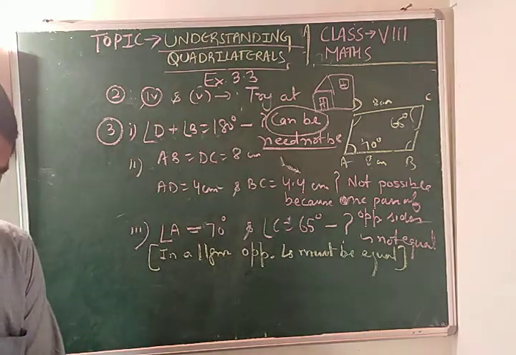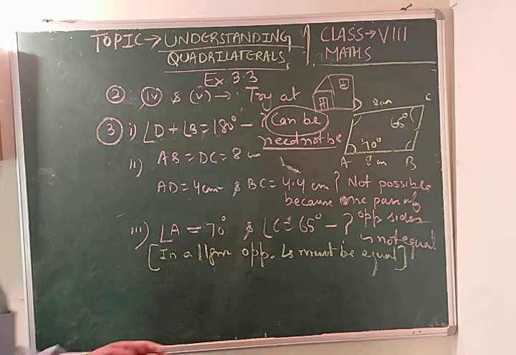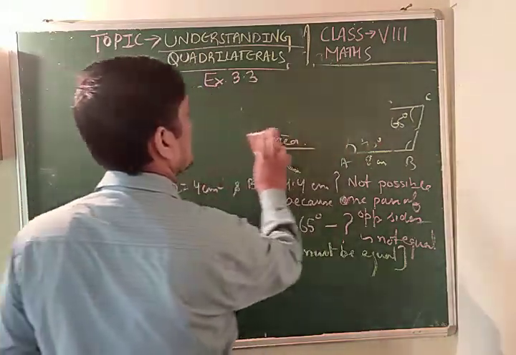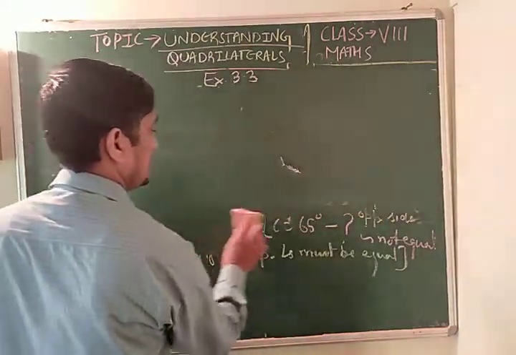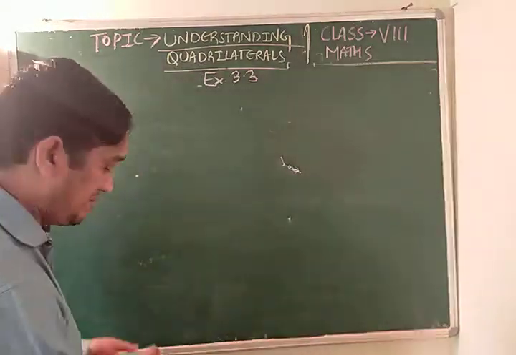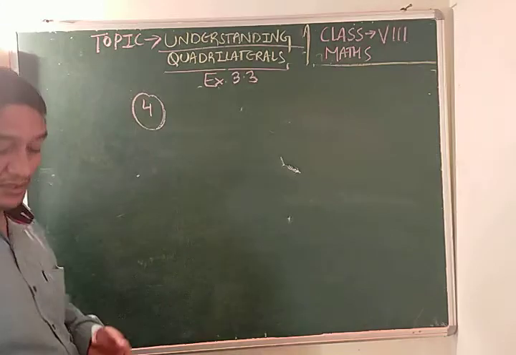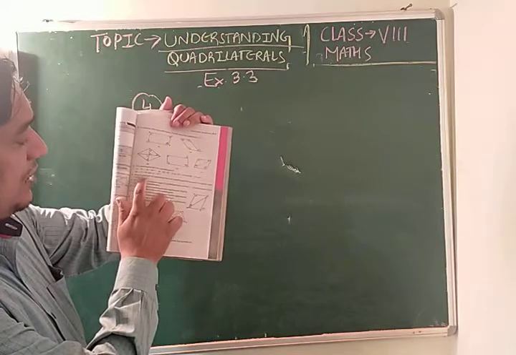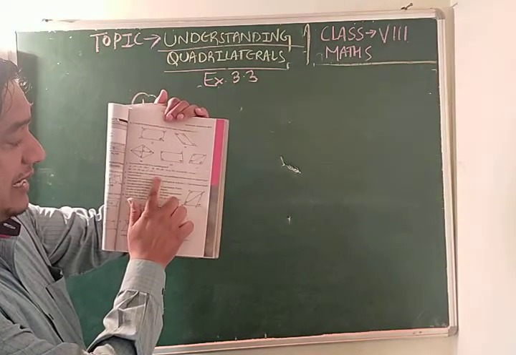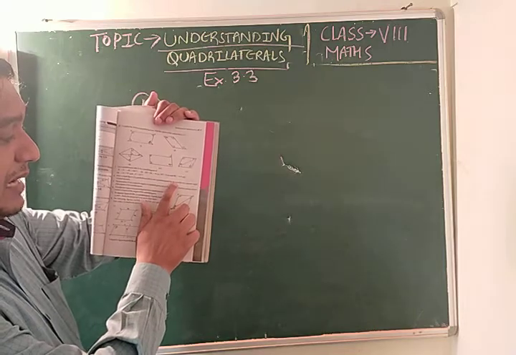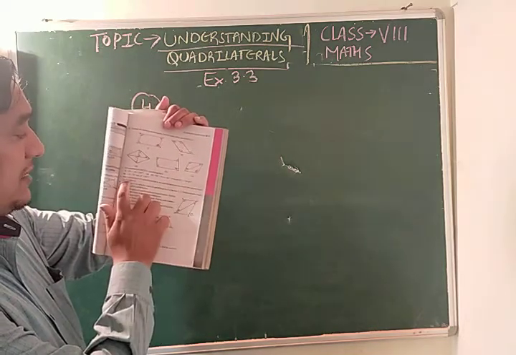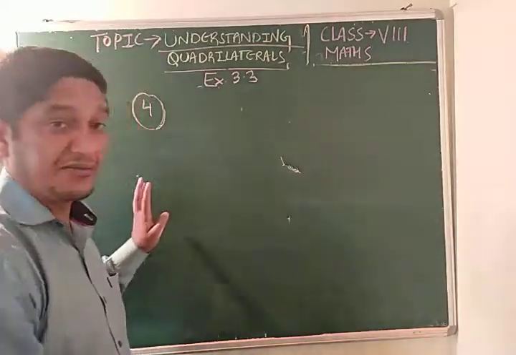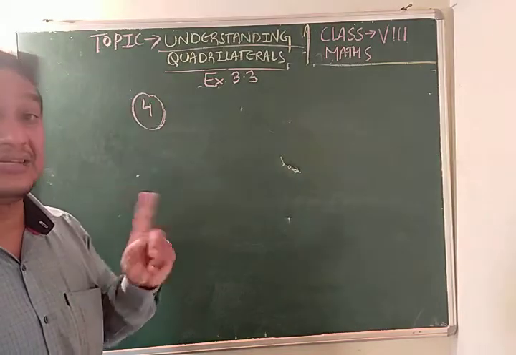Now children, next question number 4. Question number 4. Now in question number 4 he says, draw a rough sketch. Draw a rough figure of a quadrilateral that is not a parallelogram but has exactly two opposite angles of equal measures. We have to draw a rough sketch in which two opposite angles are equal, but that is not a parallelogram.